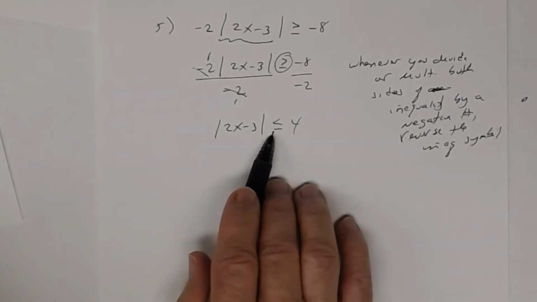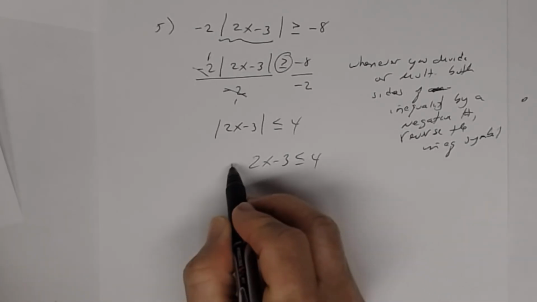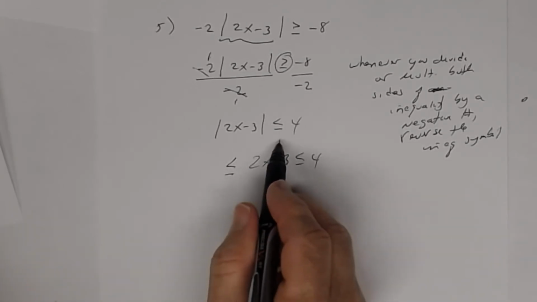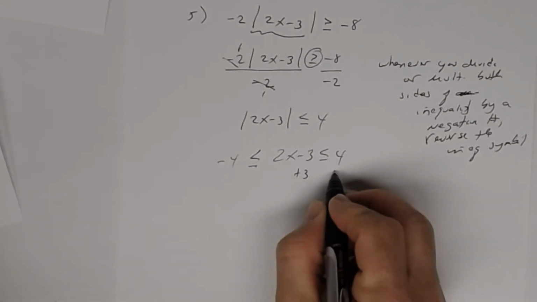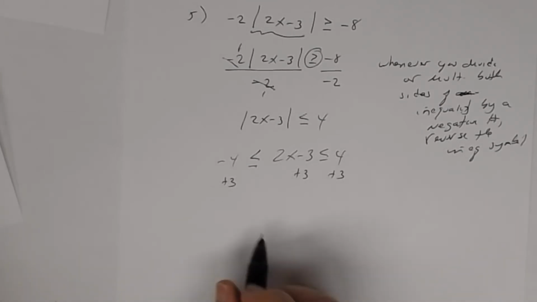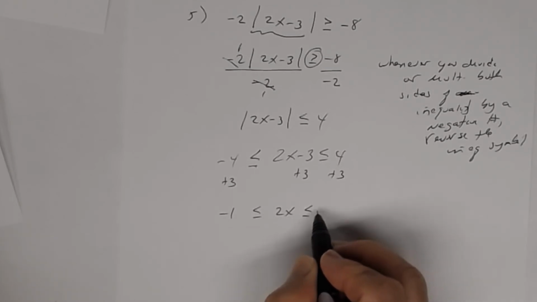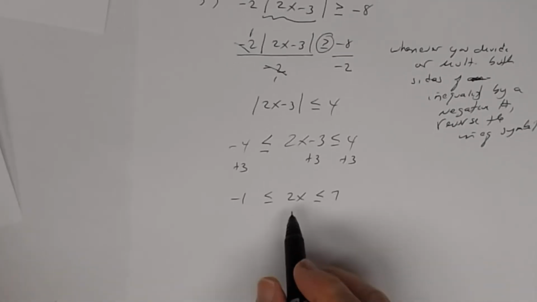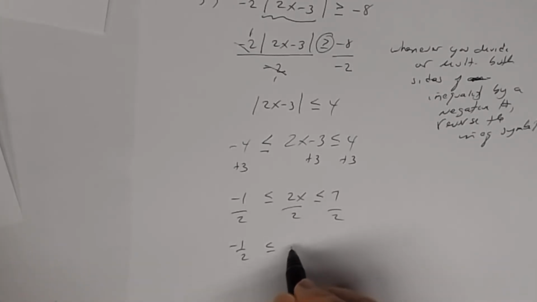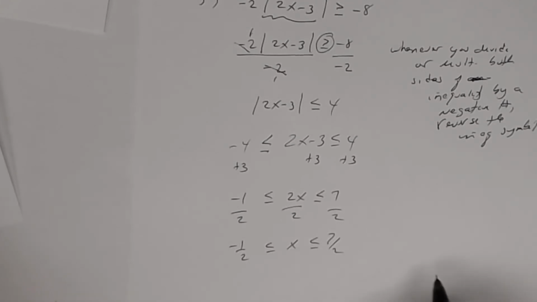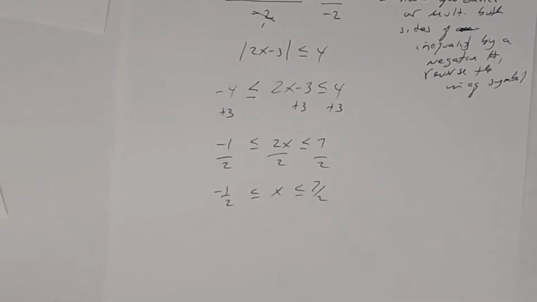So absolute value less than, so we know what to do. 2x minus 3 is less than or equal to 4, and at the same time has to be greater than or equal to negative 4, right? And then you just get x by itself. So we're going to add 3 to both sides, to all parts rather. Negative 4 plus 3 is a negative 1. Is less than or equal to 2x. Is less than or equal to 7. Then divide all parts by 2. I get negative 1/2 is less than or equal to x, is less than or equal to 7/2. So my solutions are going to be any real number between negative 1/2 and 7/2.